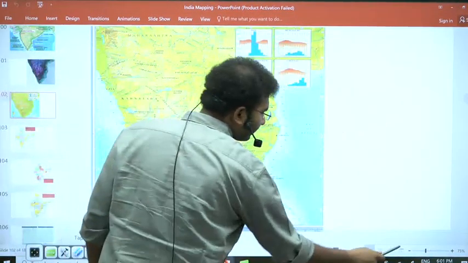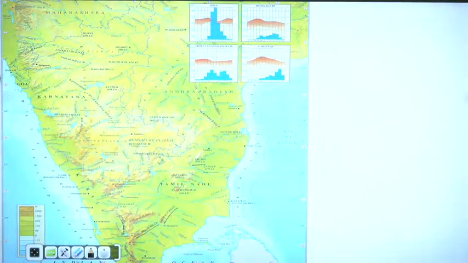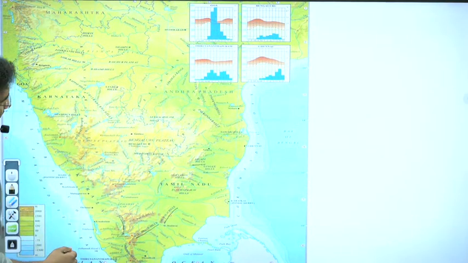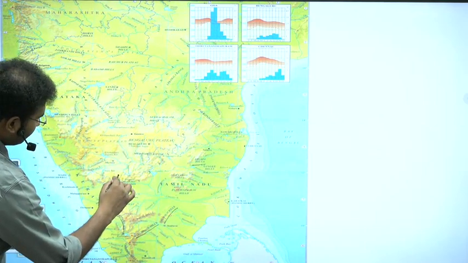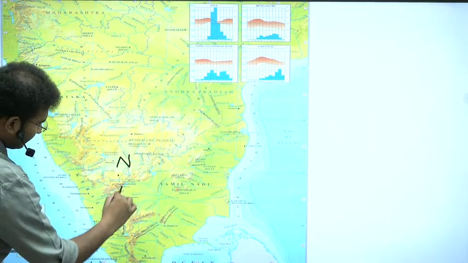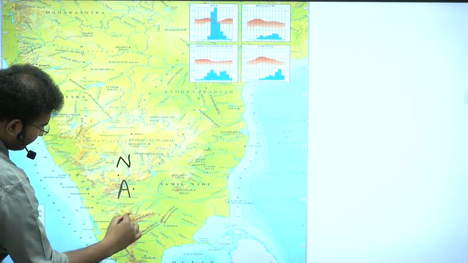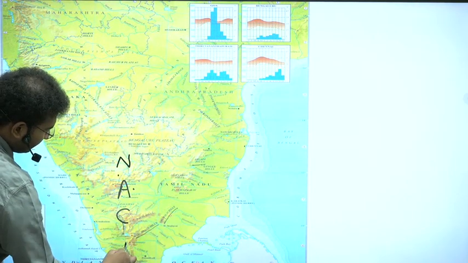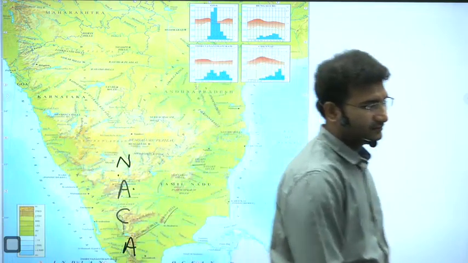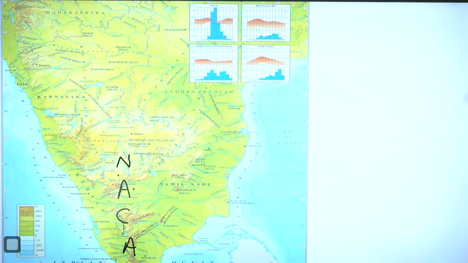Look here. You will find 4 mountain ranges here. See, Nilgiri, Annamalai, okay, Cardamom and Agastamalai. Did you find? Agastamalai is a little lower. You can write it if you don't find it there.